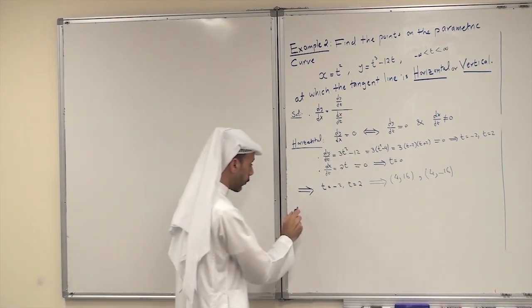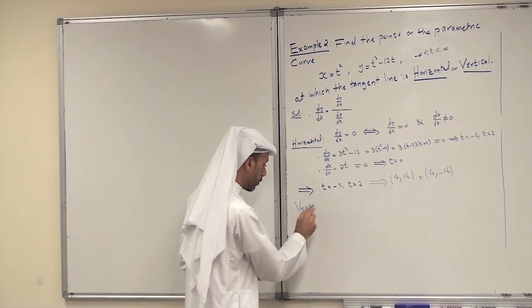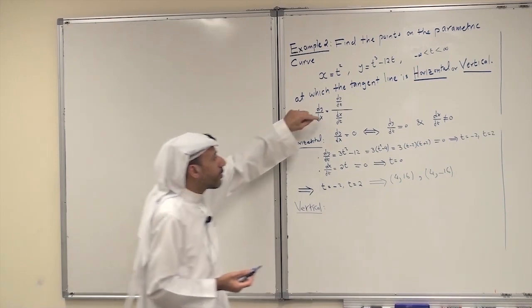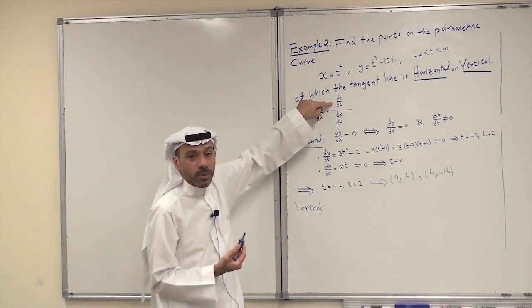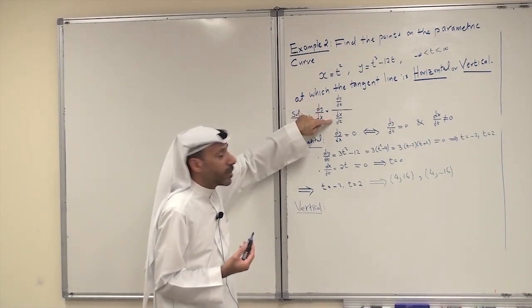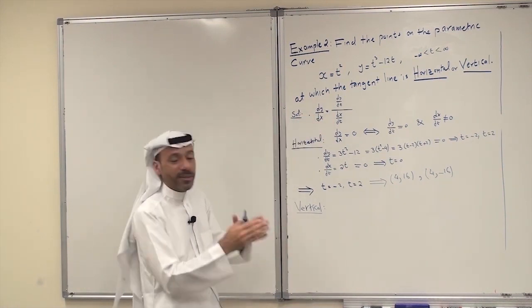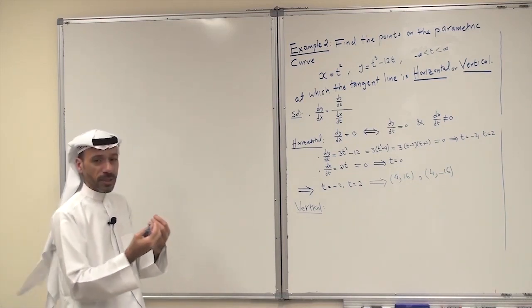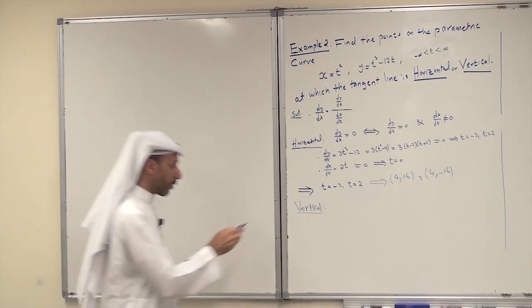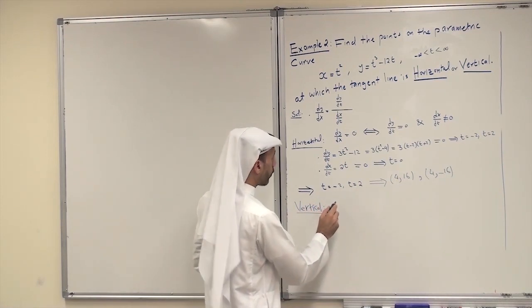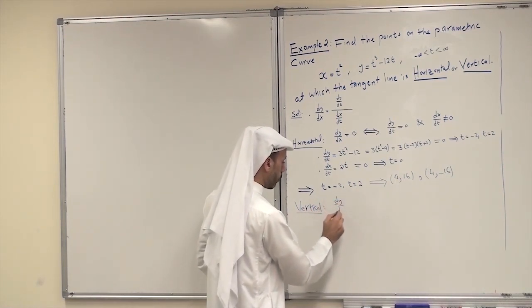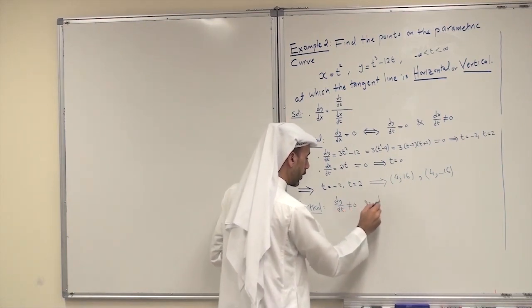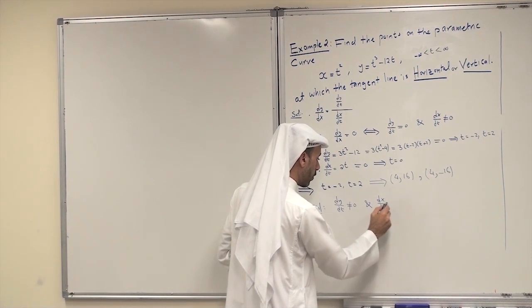For the vertical tangent, well, I have to have dy/dt not equal to 0 and dx/dt equal to 0, so that in the limit the value of the derivative will be plus or minus infinity. So here I have to have dy/dt not equal to 0 and dx/dt equal to 0.